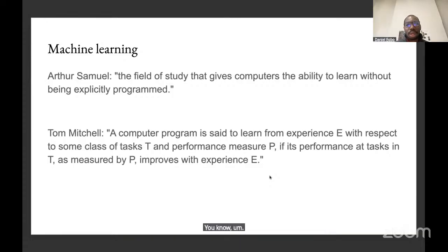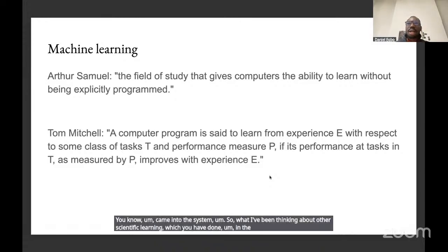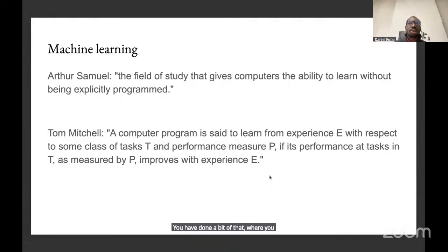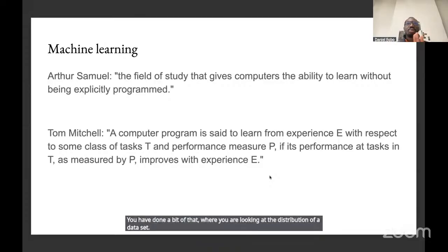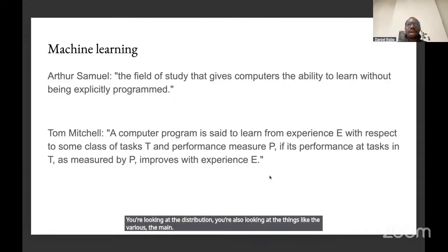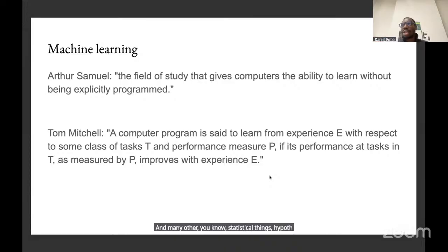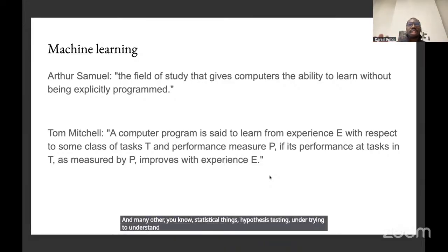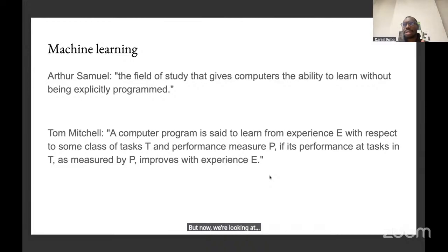came into the system. So people have been thinking about other scientific learning, which you have done in the course of your data analytics and introduction to statistics. You have done a bit of that, where you are looking at the distribution of a data set, tabular data sets, things like the variance, the mean, and many other statistical things, hypothesis testing, trying to understand what is changing in the data, what is relevant and what is not relevant. That is you learning from the data. But now we're looking at how we can design computers to do the learning themselves instead of humans doing the learning. And this is where the field of artificial intelligence comes in.